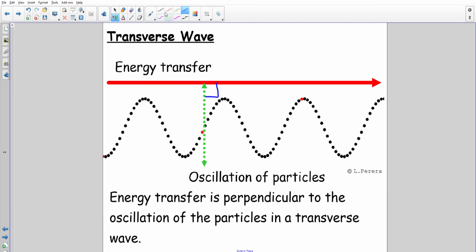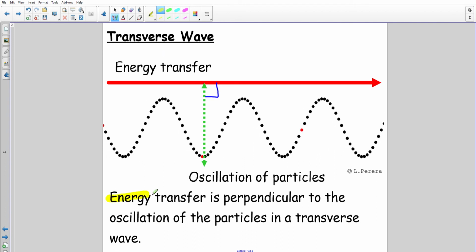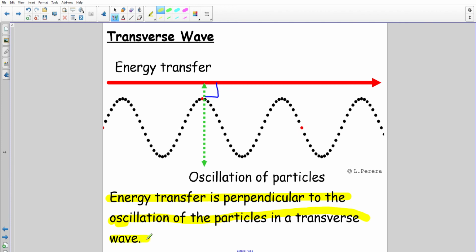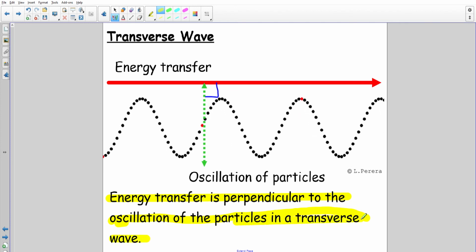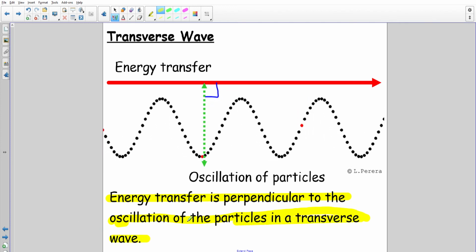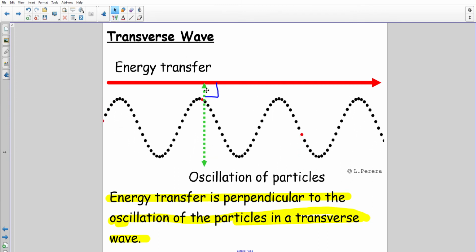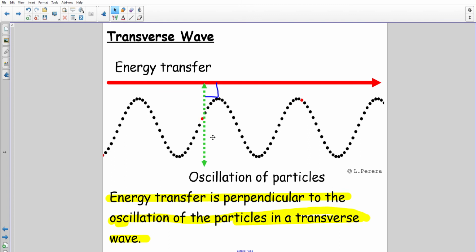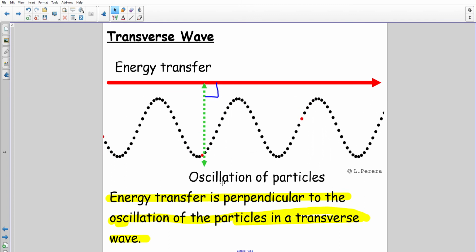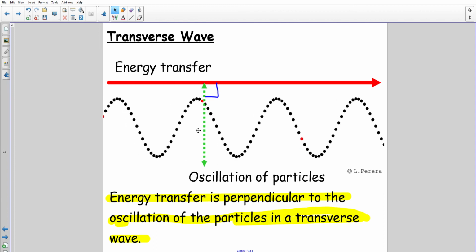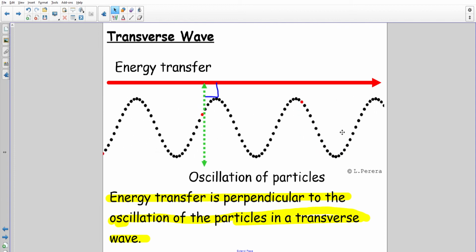You need to be able to label these waves as well, but this sentence is the main bread and butter of this. If you get asked something in an exam question, that's your answer. Examples of this: I've already mentioned water waves are like this. Light waves, radio waves, anything that's an electromagnetic wave, which we'll come on to in a few weeks' time, looks like this.